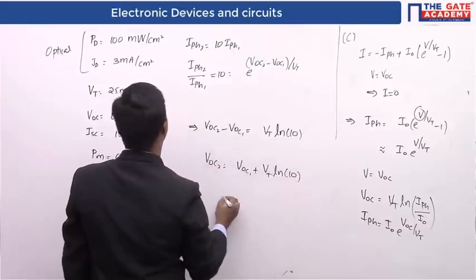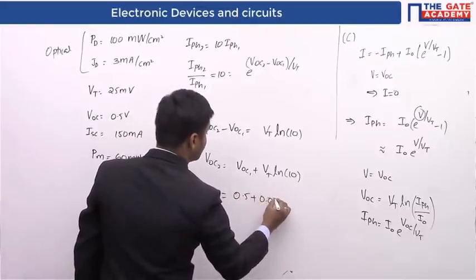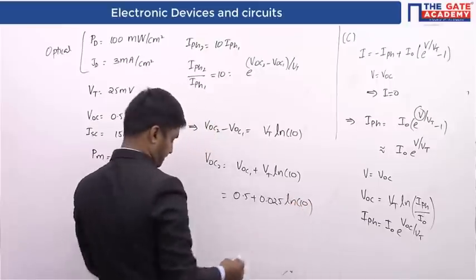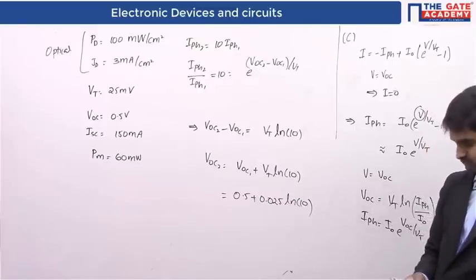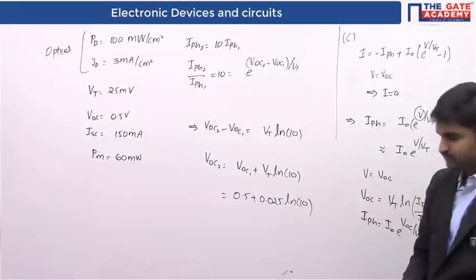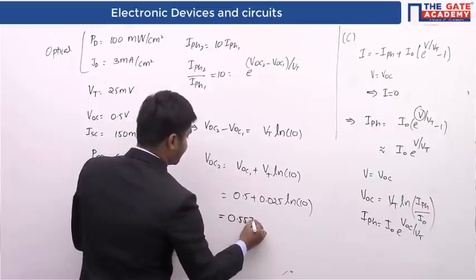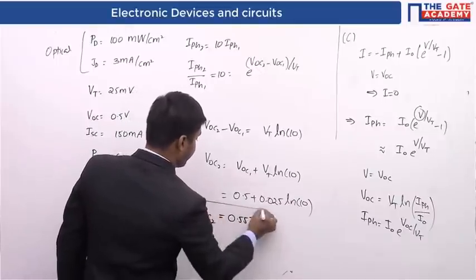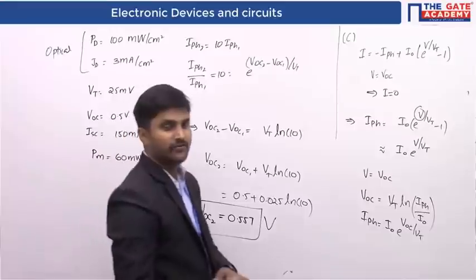You can please calculate the value. VOC1 is already given in the question, 0.5 plus 0.025 ln of 10. So the resultant output voltage is going to be 0.557. The resultant output voltage is going to be 0.557 volts.